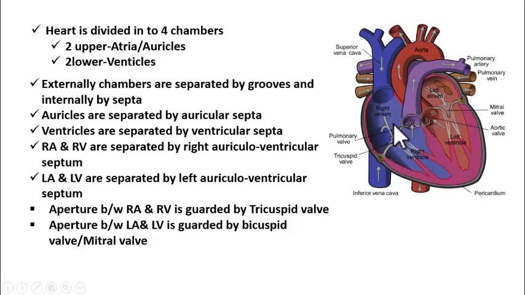Now what about walls between atrium and ventricles? Right atrium and right ventricle, RA and RV, are separated by right auriculoventricular septa. Same is the case here. LA and LV are separated by left auriculoventricular septa or septum. Septum is the singular, septa is plural. Got it? So we have 4 septa: auricular septa, ventricular septa, right auriculoventricular septa, left auriculoventricular septa.